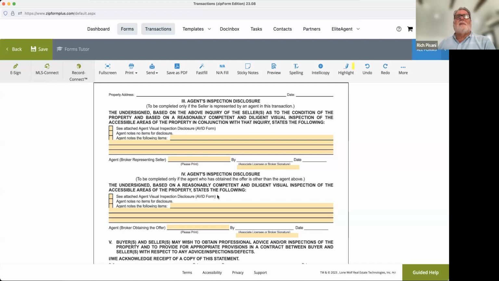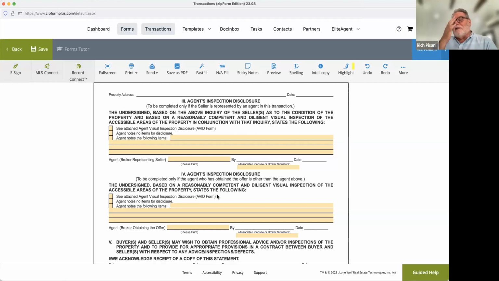So if there is something in your AVID that the buyer doesn't like, even though the buyers have removed all of their contingencies, they can rescind this contract and walk away. So it is very important to do your AVID early in the transaction. You can even do it when you take the listing, but it's very important that you do the AVID and attach it and send it with this TDS.